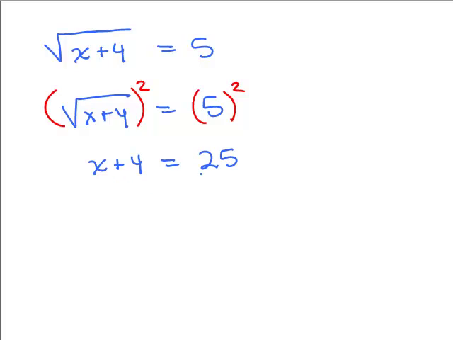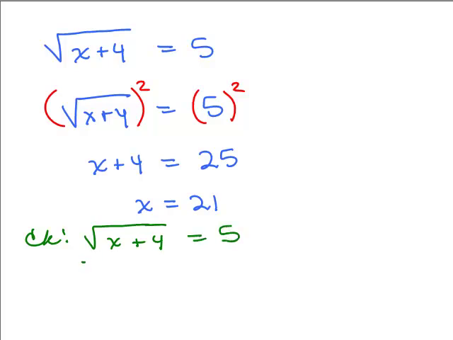All right, now this is easy to solve. We're just subtracting 4 from both sides, so hopefully you'll all get x equals 21. Now we want to check this. All right, so we're going to check it in the original. So the original was square root of x plus 4 equaling 5. And we're going to plug in 21 for x.